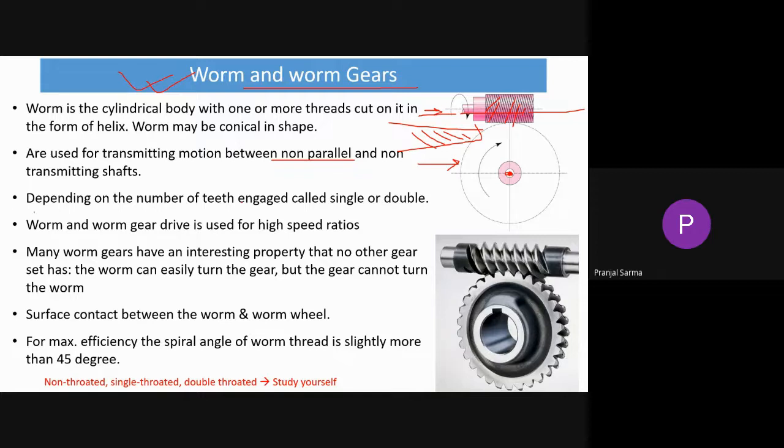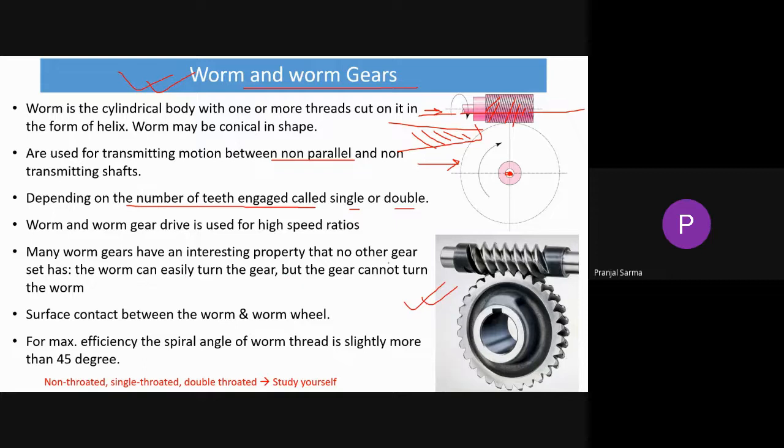Here depending on how many teeth are engaged, it may be called a single or double enveloping worm and worm wheel. Now here you can see in this particular figure, it is more evident. In general, for the highest speed ratio cases we use worm and wheel, with speed ratios as high as 1:500 that can be achieved by using worm and worm gears.